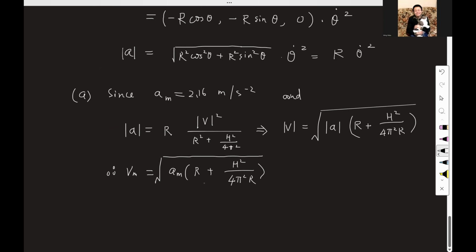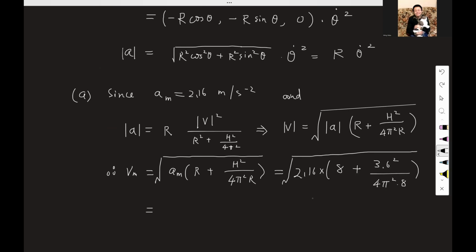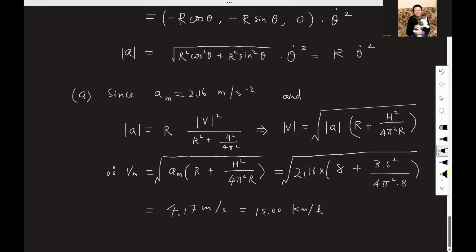So now we can plug in the data and simplify. And this simplifies to 4.17 meters per second, which is 15 kilometers per hour. So that's the recommended speed limit on the ramp.